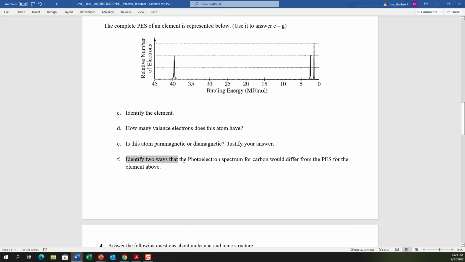is identify 2 ways that the PES for carbon would be different. So remember, carbon is just one space to the left on the periodic table. It has 1 less proton. So first of all, carbon's peaks would be the same height. So carbon's third peak would be the same height as these two. So it would have 3 peaks just like nitrogen, but its third peak would be shorter, okay? It would be the same height as this peak and this peak. It would be identical, but all of its peaks would be shifted to the right. All the peaks would suggest lower binding energy because carbon has 1 less proton in the nucleus.